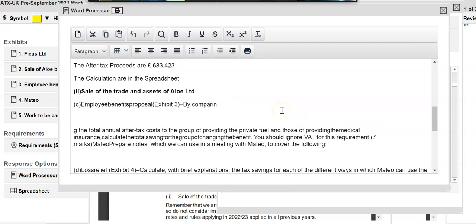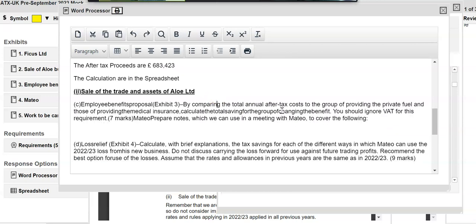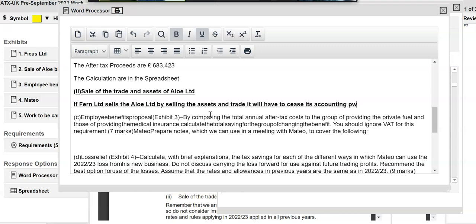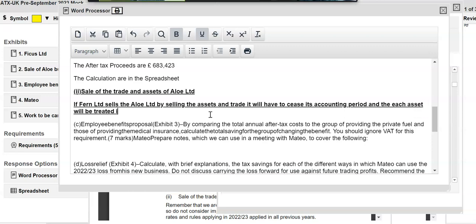So let's write something in this part as well. If Fern Limited or Fern PLC sells the Hello Limited by selling the assets and trade, it will have to cease its accounting period, and then each asset will be treated individually.